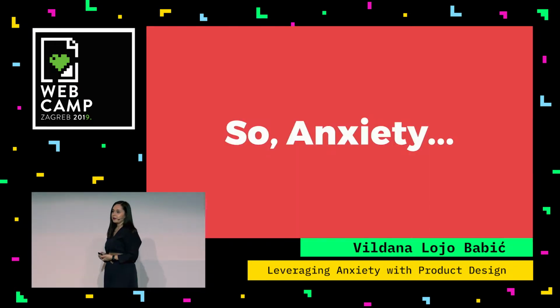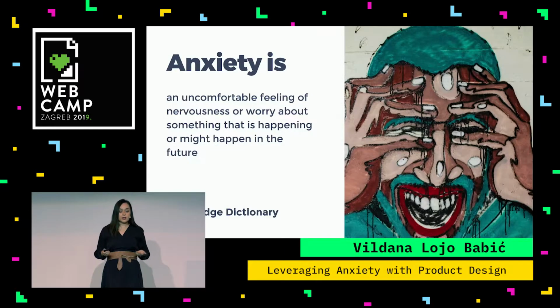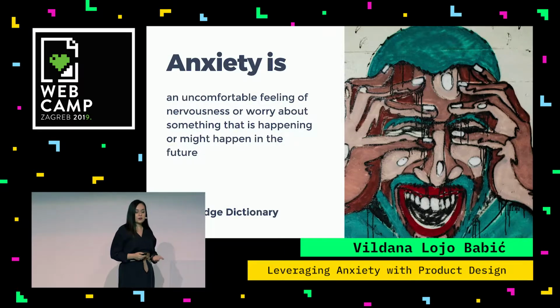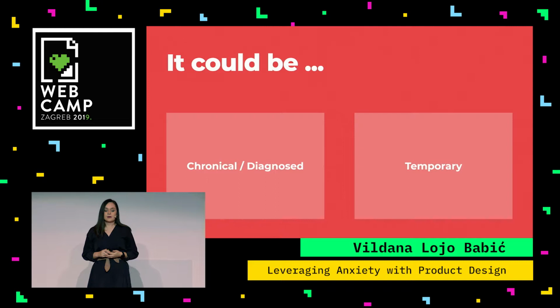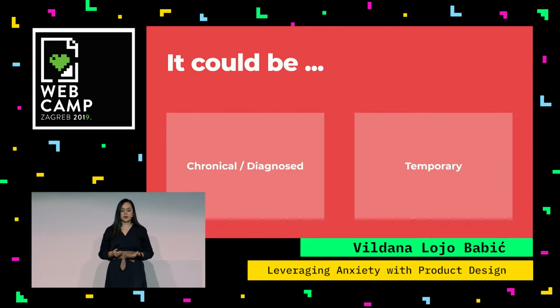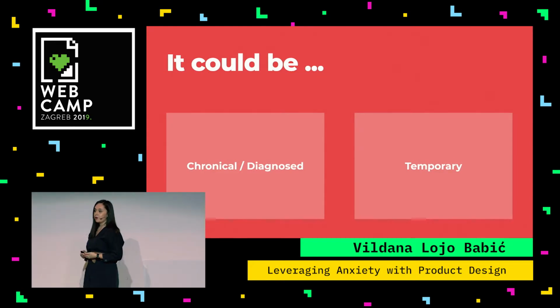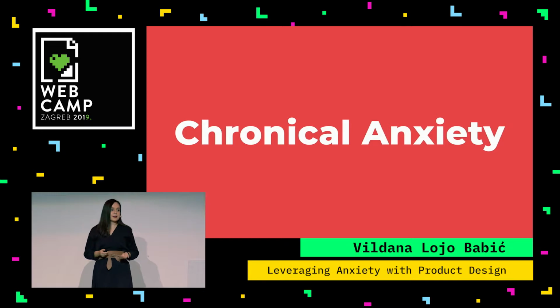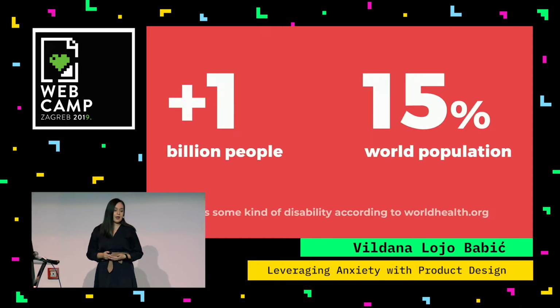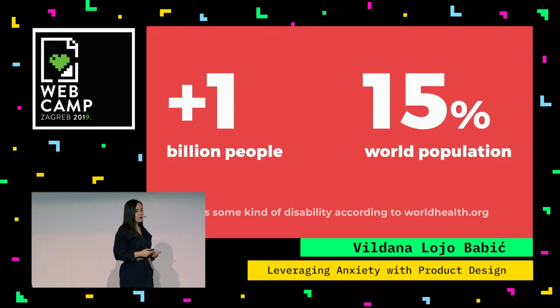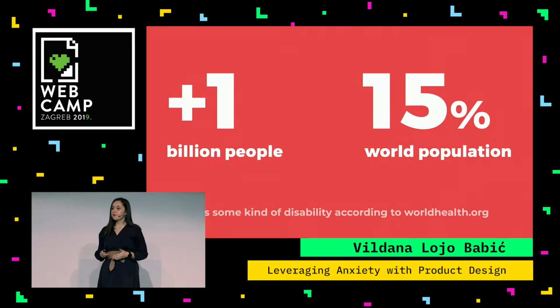So we come to anxiety. Anxiety, according to the Cambridge Dictionary, is an uncomfortable feeling of worry about something that might happen in the future. And in terms of product design, anxiety could be chronic or diagnosed, or it could be something temporary. Chronic anxiety is usually some kind of consequence of disability. There are more than 1 billion people living with some kind of disability in our world, which makes 15% of our entire world population.